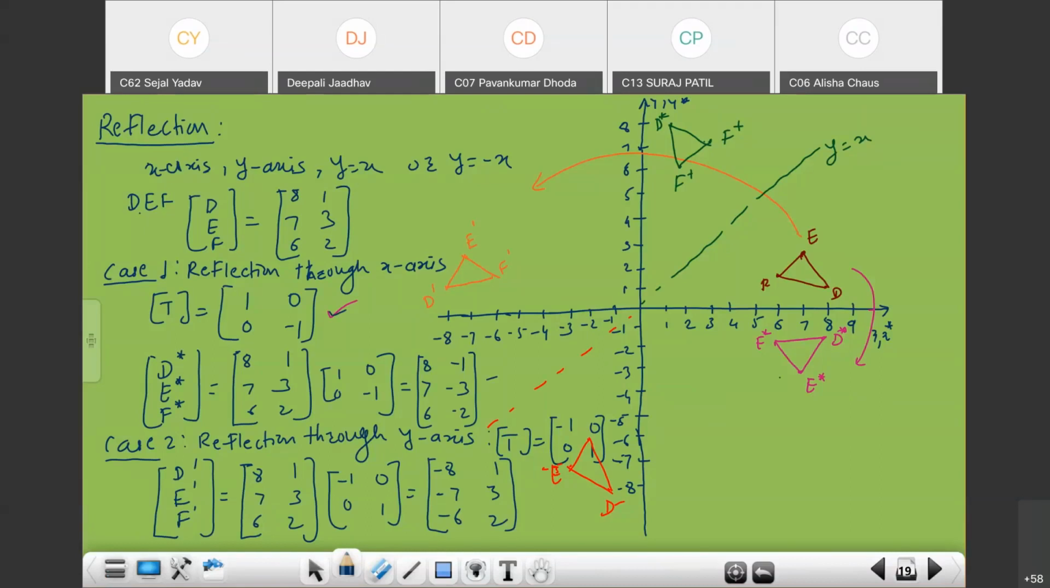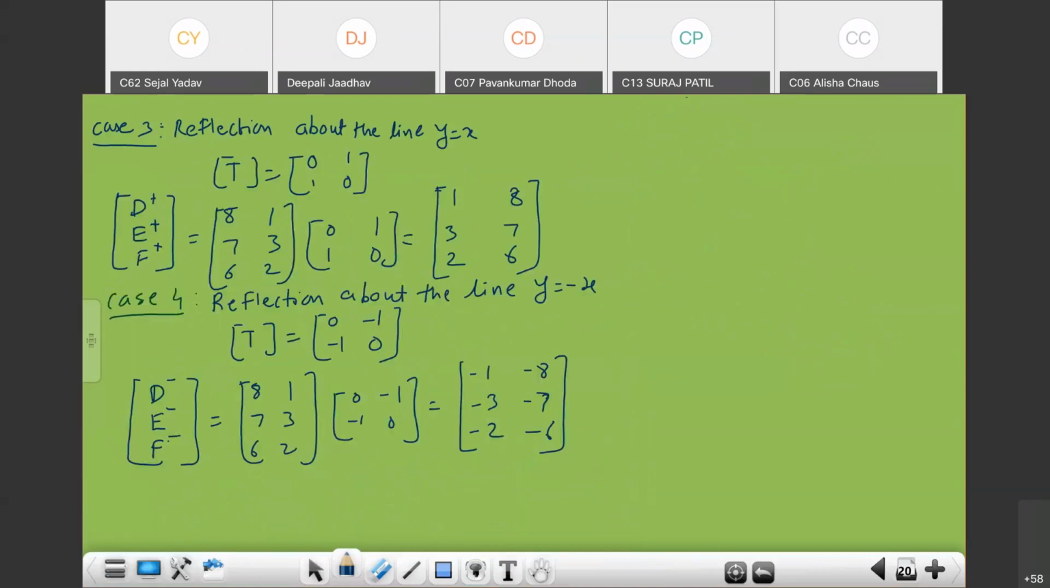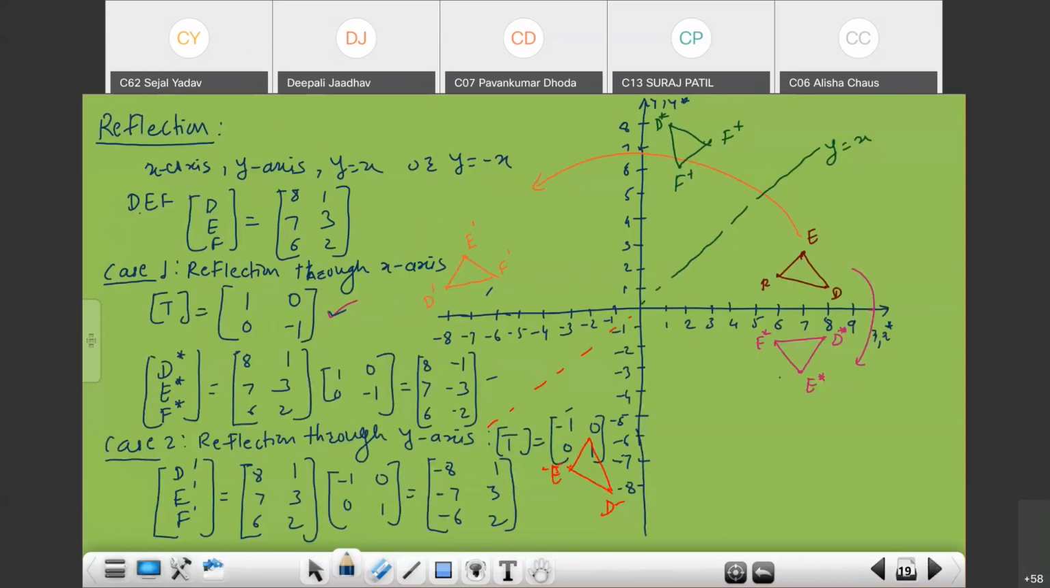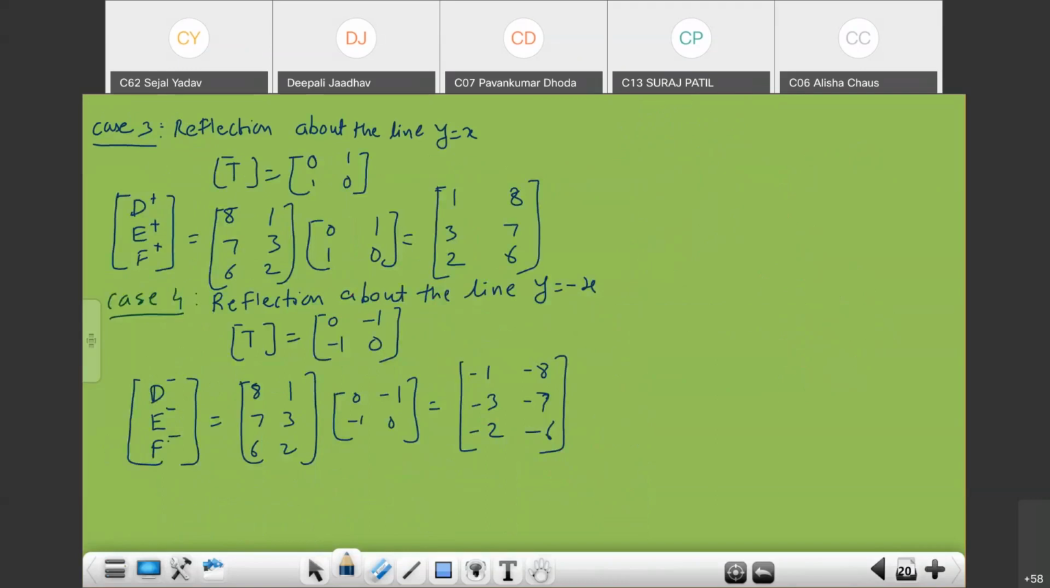Reflection through x-axis. Then reflection through y-axis, where we make a as minus 1 and d is equal to 1. Then we will get this result. Reflection through y-axis. Then in reflection about the line y is equal to x, here the diagonal points are 0 and off diagonal points are 1. Then we will get this result. And when y is equal to minus x, we will get this final result.